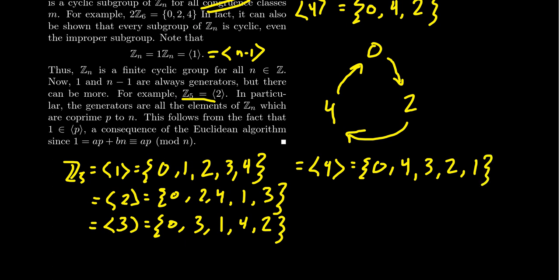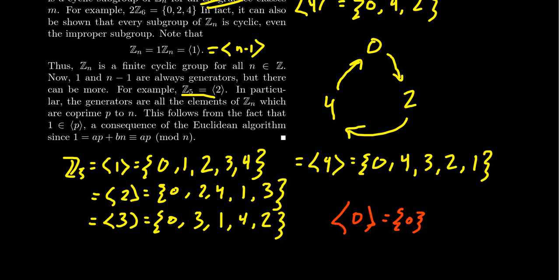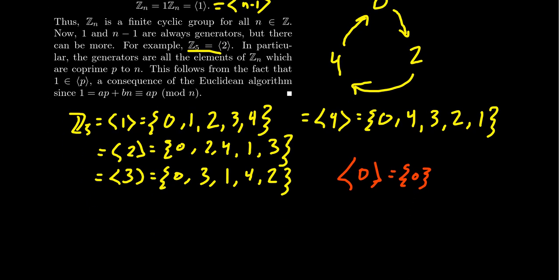So when it comes to the cyclic group of order 5, aka Z5, it seems like every number was a generator. There was, of course, one notable exception. If you take the subgroup generated by 0, this will only produce the trivial subgroup. So 0, the identity can't be the generator here, but you get that every other number, 1, 2, 3, 4, are generators.